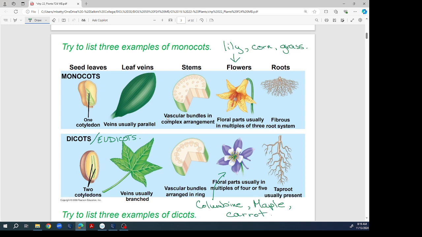And like I said, these vascular bundles, these stems, here we have a random arrangement. And here we have a ring arrangement. And so that's what we're talking about with these vascular tissues and how they're organized.